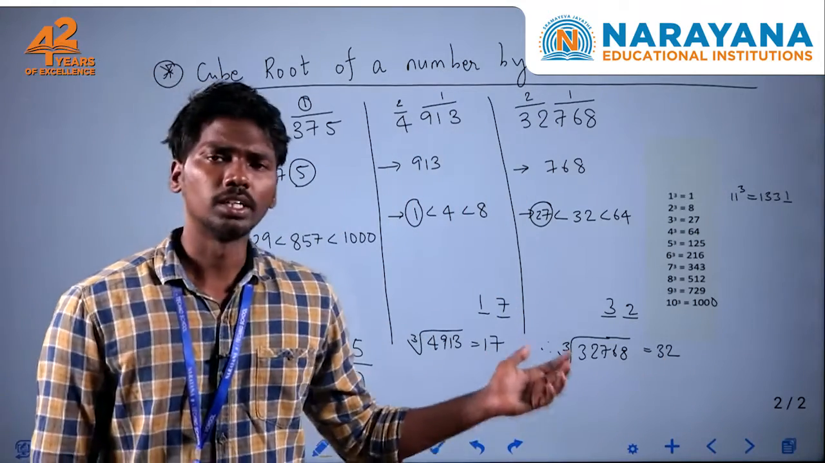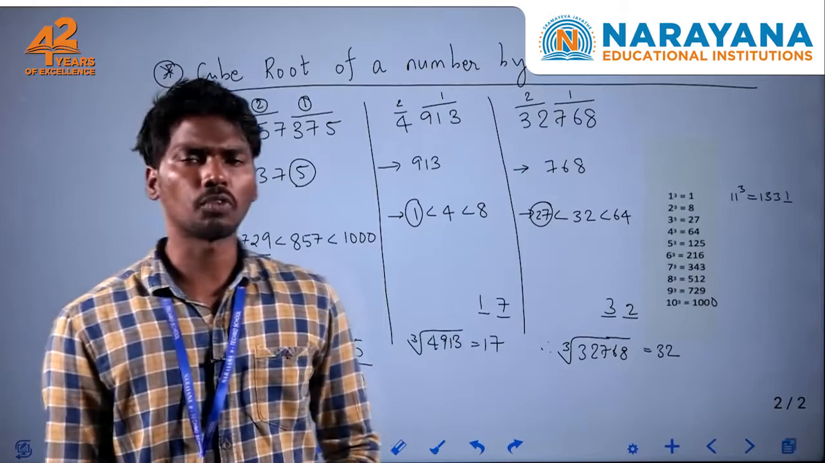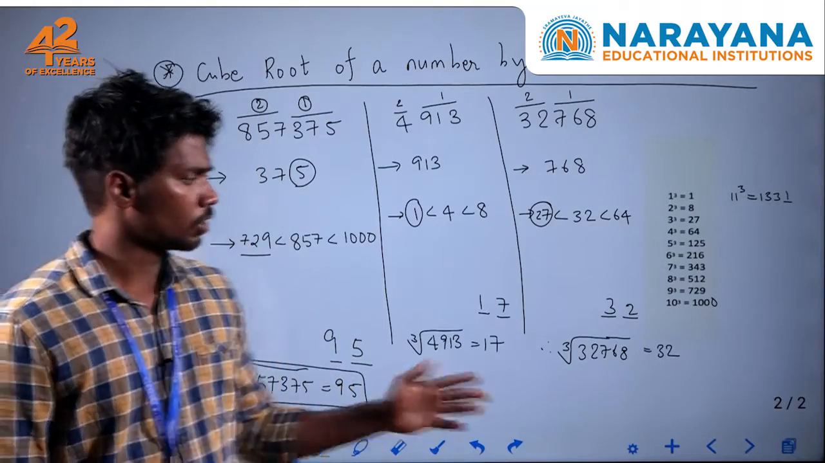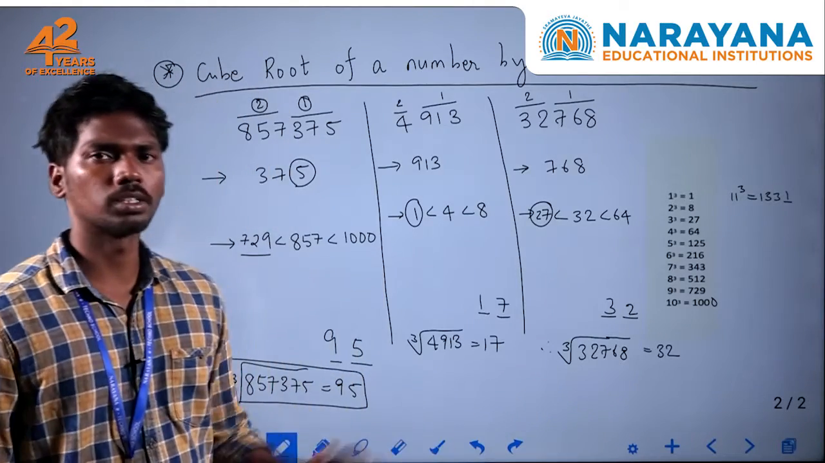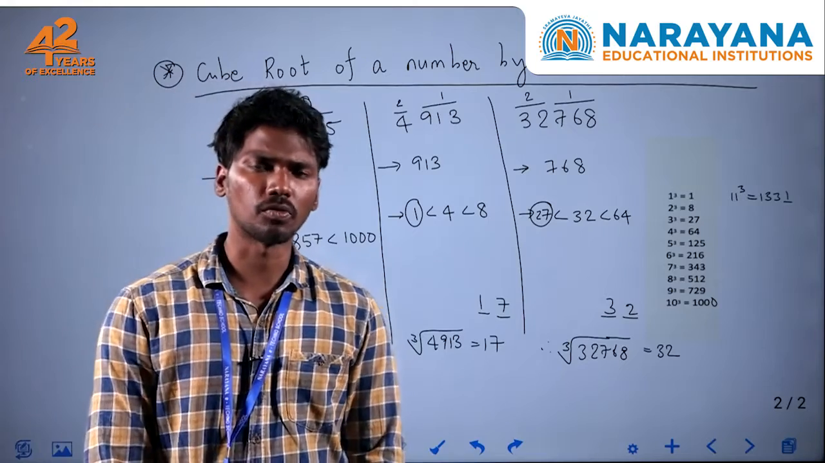So as you can see, it's a quicker method to find the cube root of any number, but the only thing is, to find the cube root you should be sure that the given number is a perfect cube.